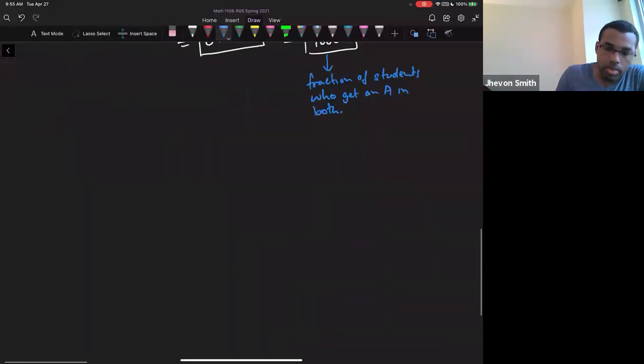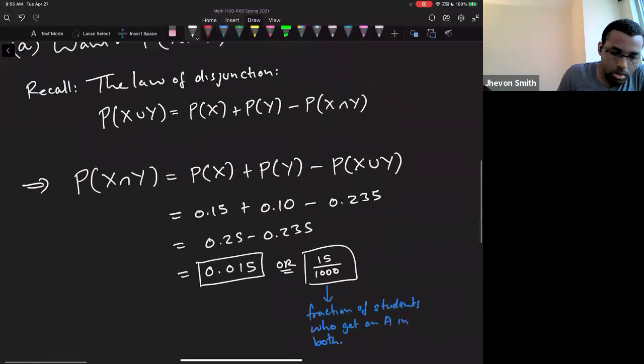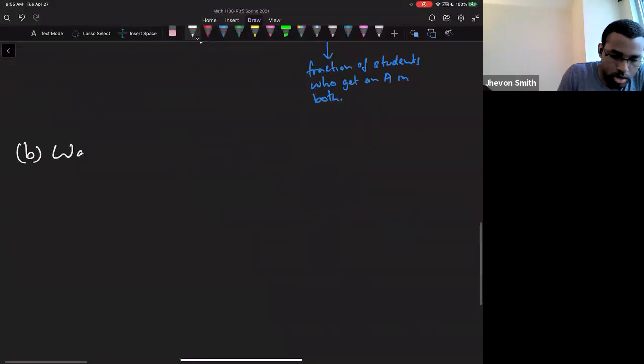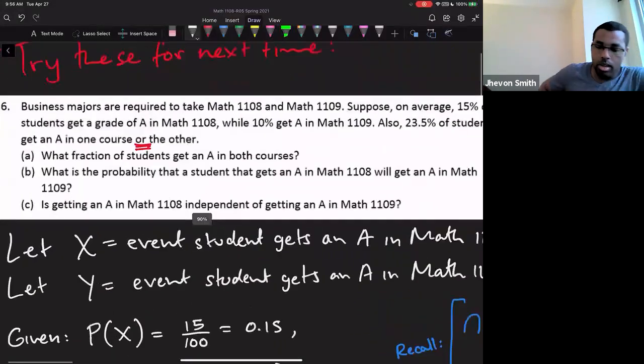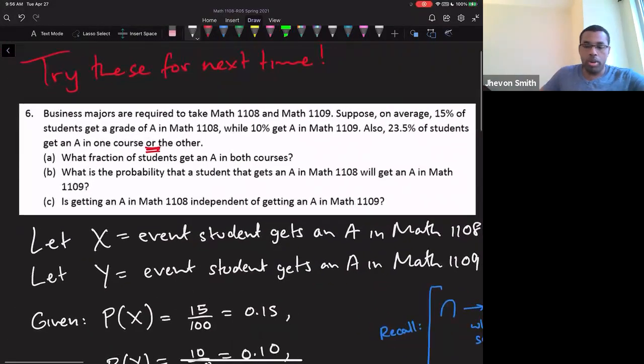Okay, so that was part A. Part B. What do we want in part B? So if you look at part B, what is the probability that a student that gets an A in Math 1108 will get an A in Math 1109? What is that asking me for? What probability?